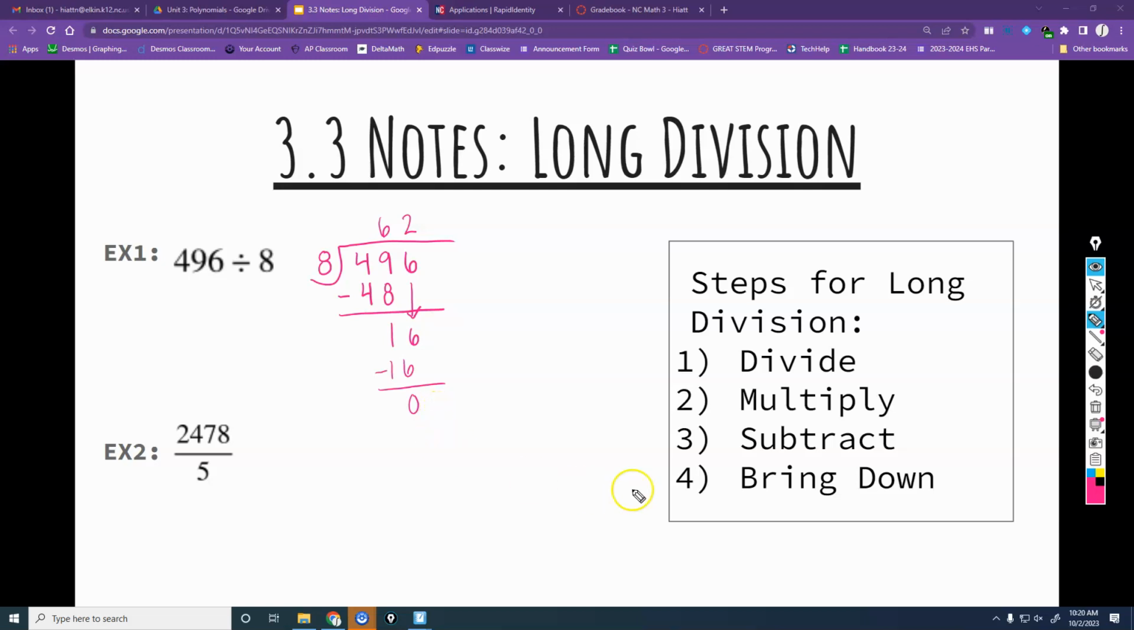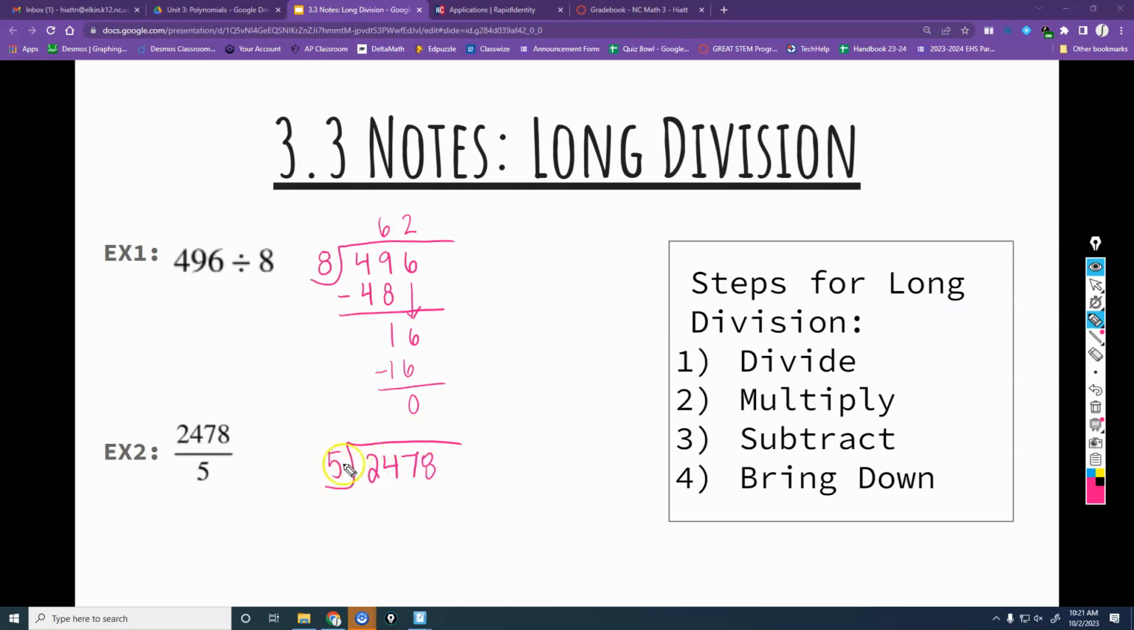Number 2 is a little bit more difficult. We got, ooh, why did that happen? Let's see. Change that back to this. Okay, so we have 5 going into 2478.